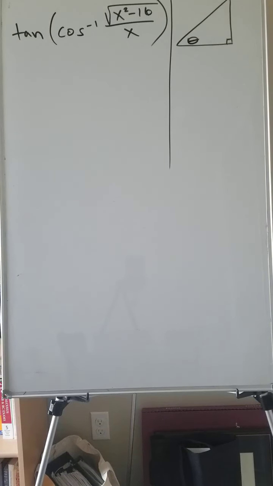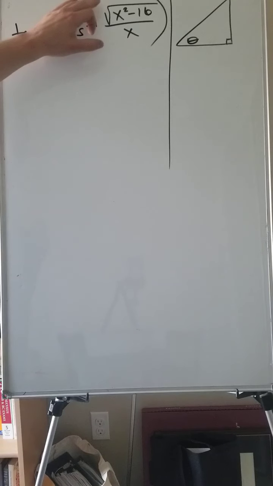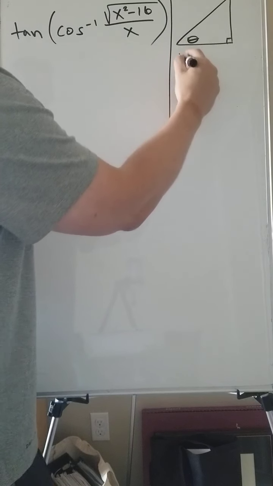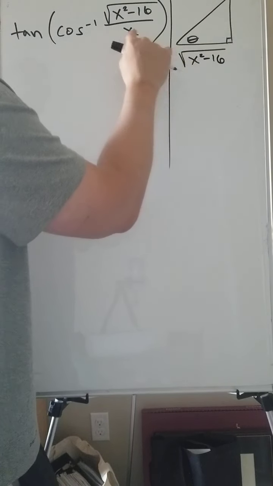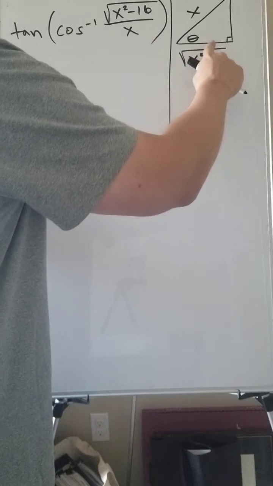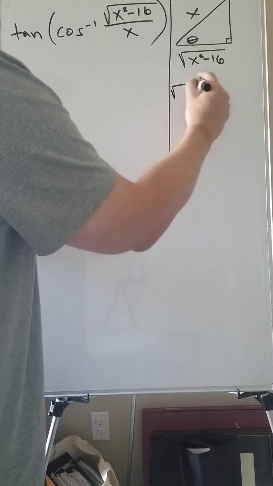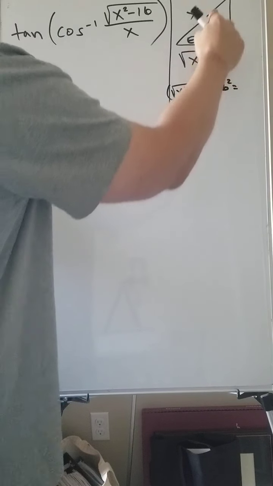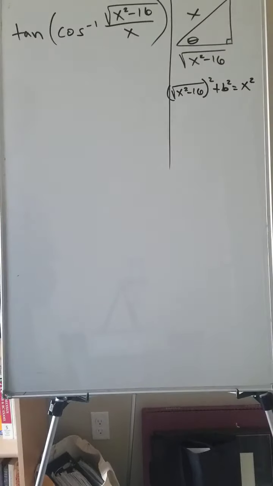And what does cosine match up? Cosine matches up the adjacent over the hypotenuse. So this is the adjacent side. So the adjacent side is the square root of x squared minus 16. The hypotenuse must be x. Just like all the other problems so far, I just want to find the missing side, and you find the missing side by doing the Pythagorean theorem. If I find the missing side, it's a squared, so this expression squared plus b squared equals the hypotenuse squared, in this case x squared.